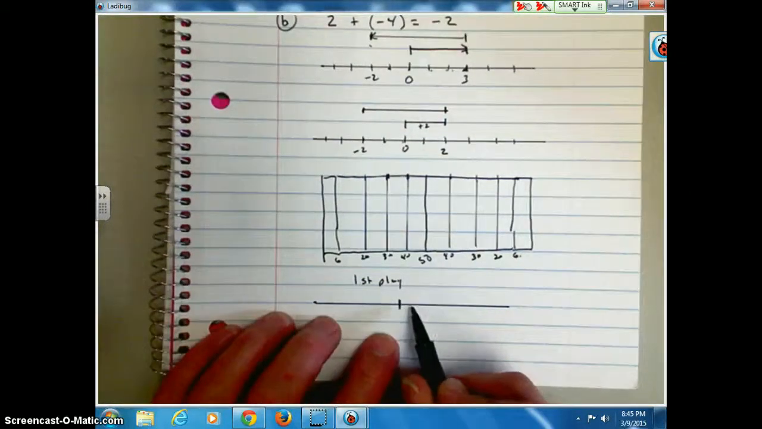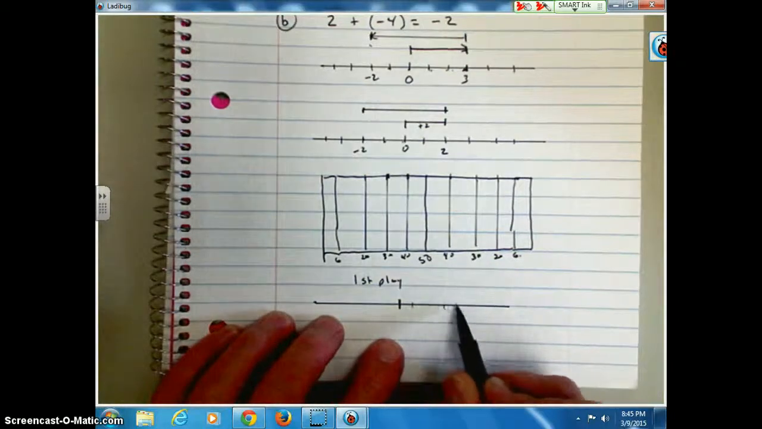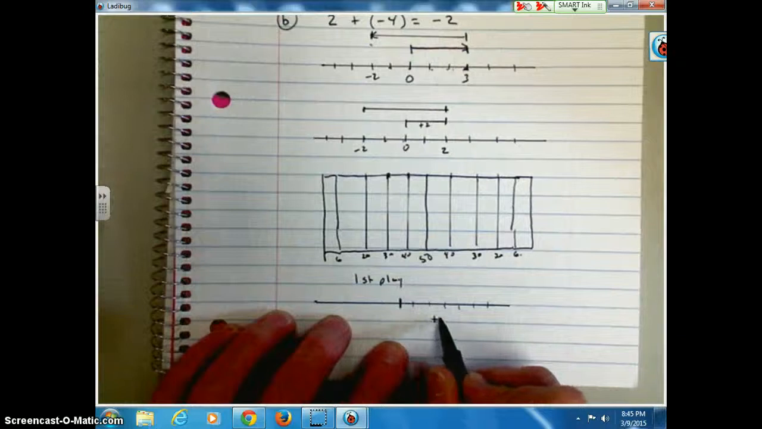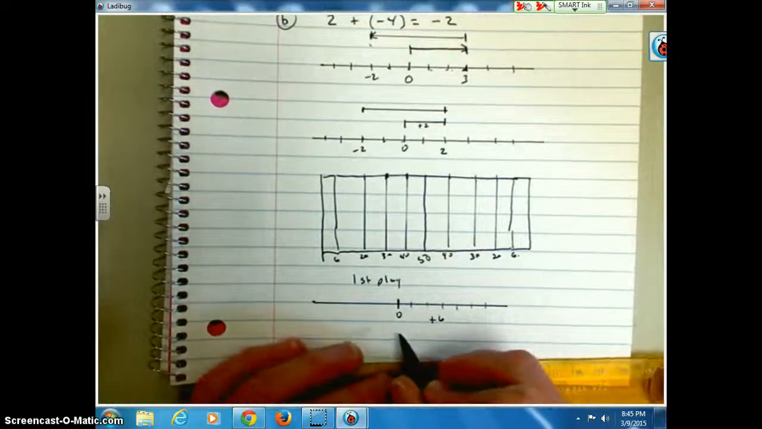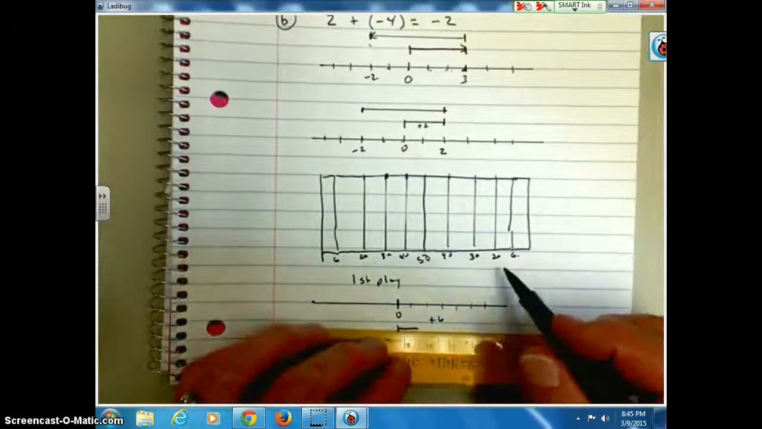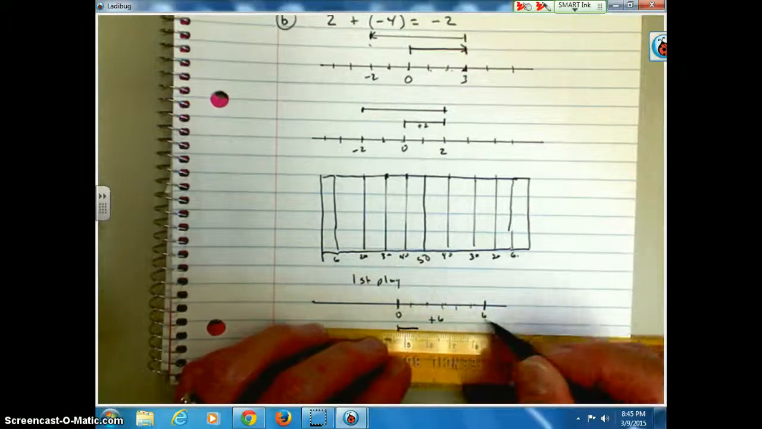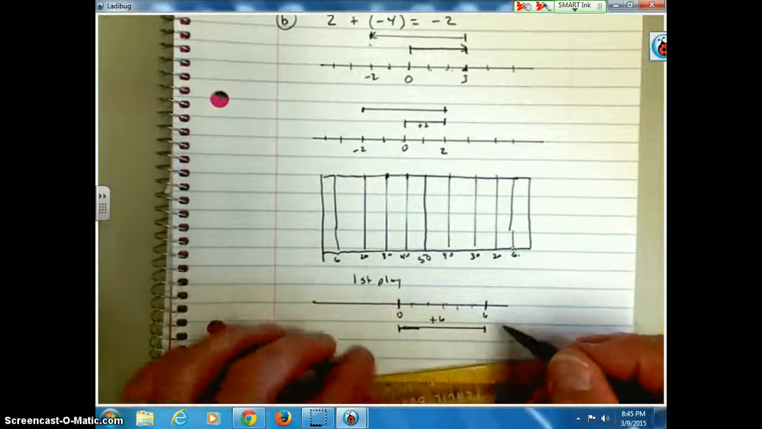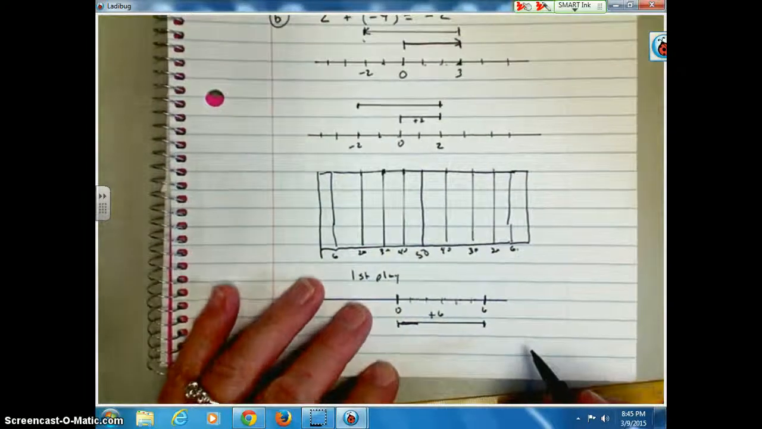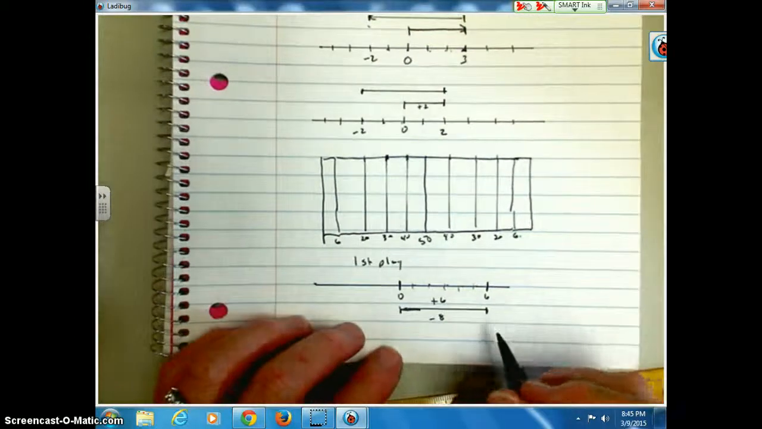And in the first play, we have a gain of 6 yards. So let's go 1, 2, 3, 4, 5, 6. So we'll say plus 6 on the first one. So we go from the line of scrimmage, forward 6. And again, if we use our straight edge, it probably works out a little bit better. 1, 2, 3, 4, 5, 6, and there is 6 right there. And then on the second play, let's say we have a loss of 8 yards. Second play, a loss of 8.